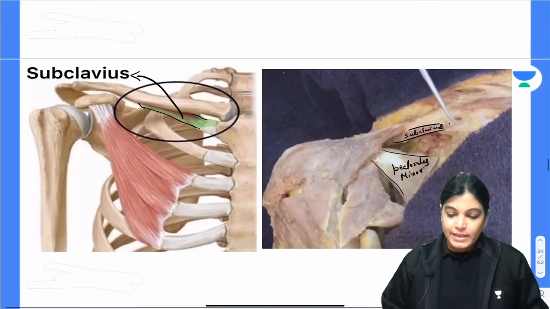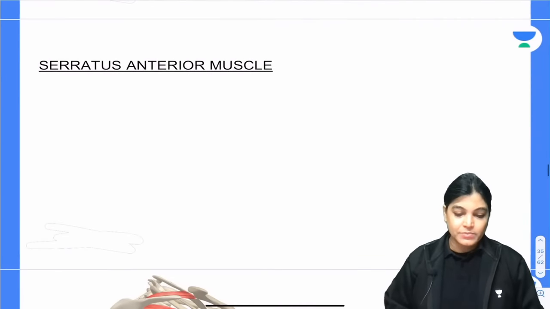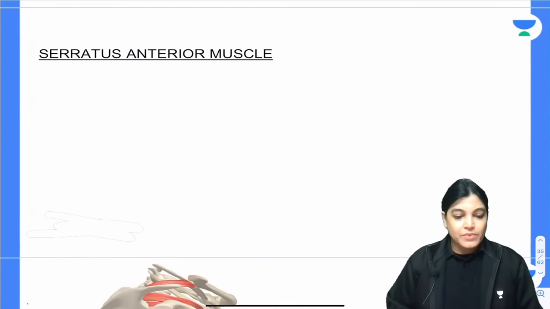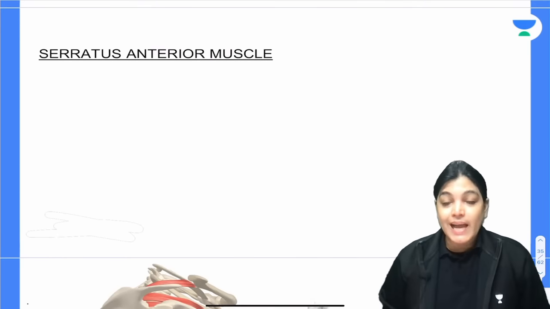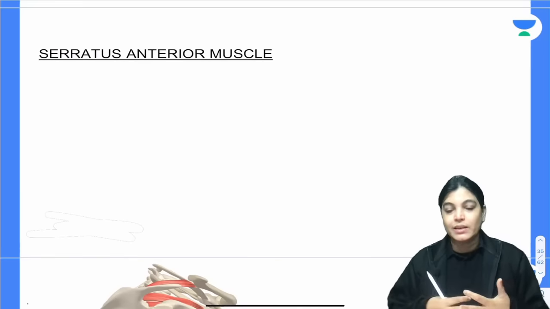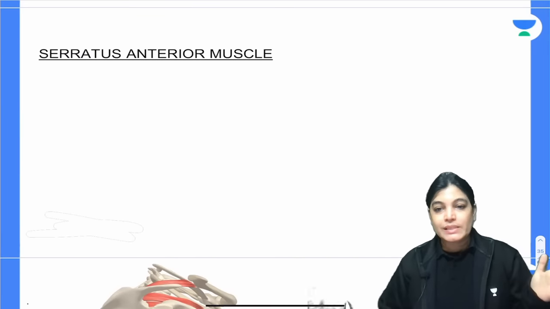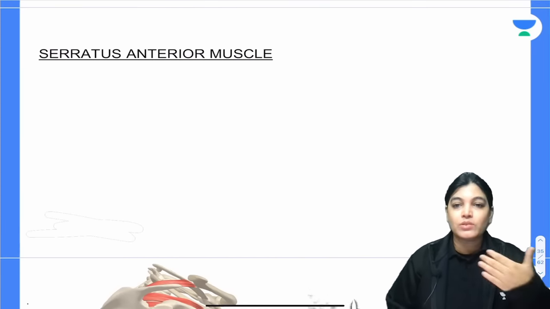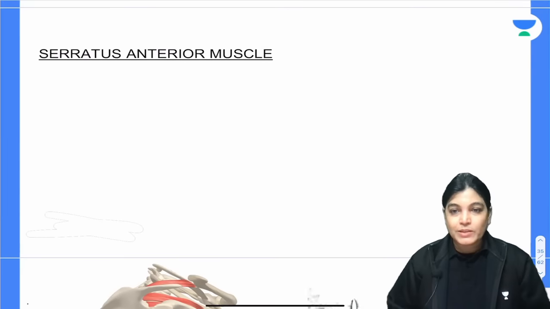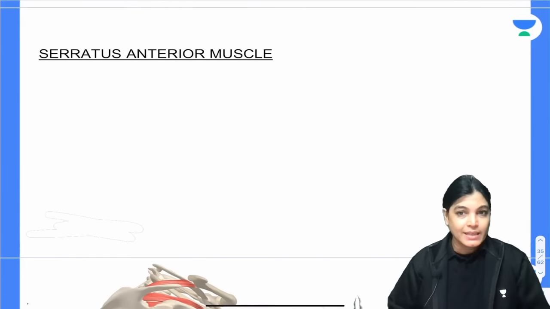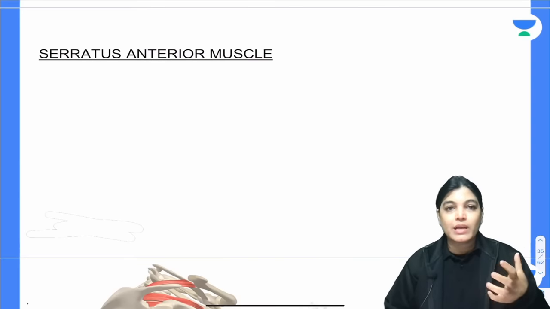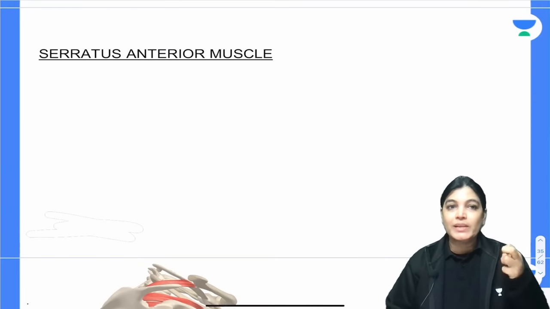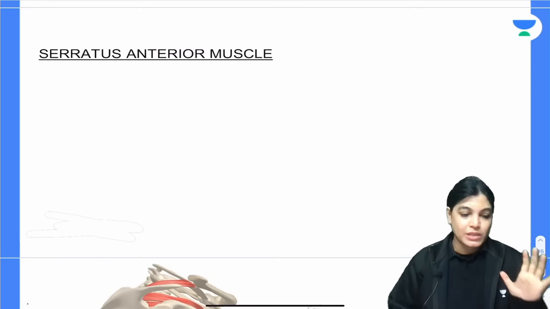That is the serratus anterior muscle. To be more specific, when I was starting the session, I told you that if I go into more detail, the serratus anterior is actually not exactly a muscle located in the pectoral region. But when we are dissecting the pectoral region, we can see the serratus muscle fibers on the lateral aspect of the pectoral region. So for ease of explanation and convenience, we will study the serratus anterior muscle under the pectoral region.